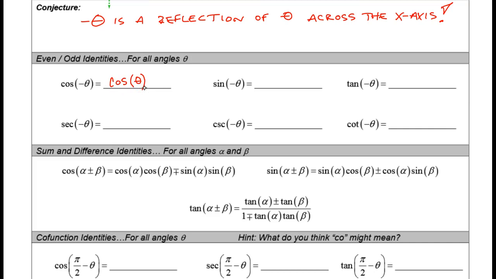And let's take a look now at the secant of the opposite of theta. Well, secant is 1 over cosine. So because the x-coordinate is not changing, the secant won't change either. And for both of these, I just want to make the quick comment that the reason these two identities equal the trig function of the original is because the x-coordinate doesn't change.